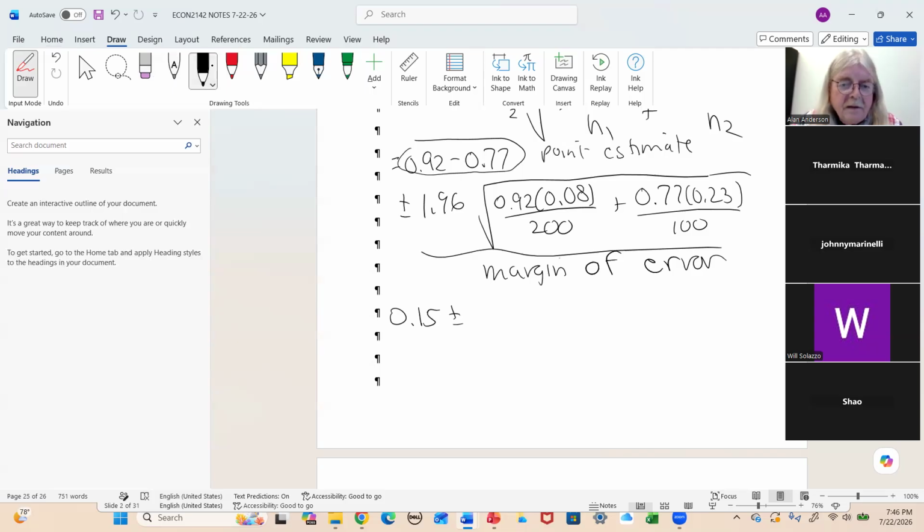So if you do all of that, I got 0.906. Yep, that's it. All right. So when you subtract, the lower limit is 0.0594. The upper is 0.2406.